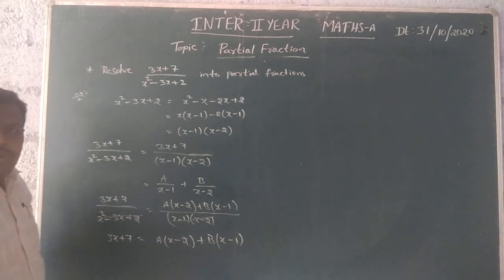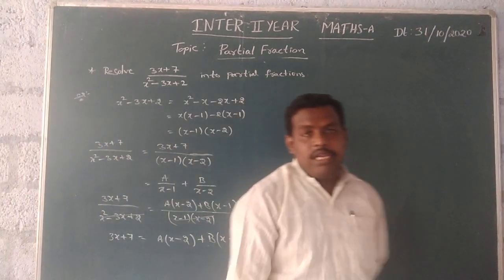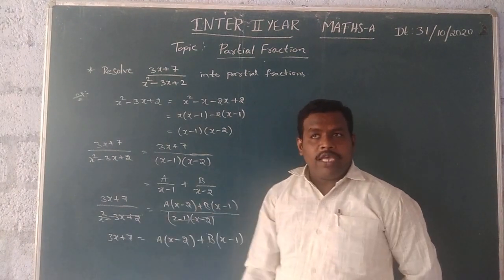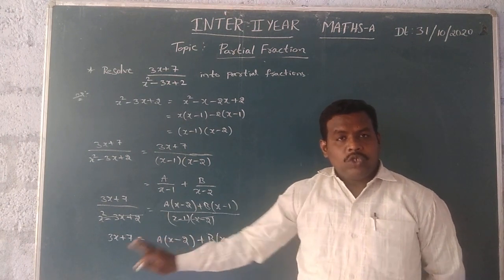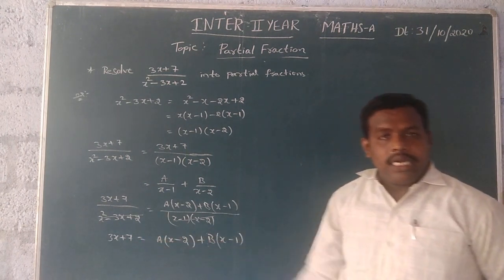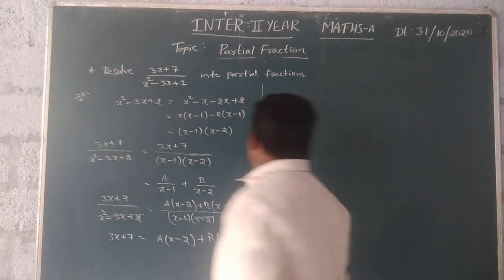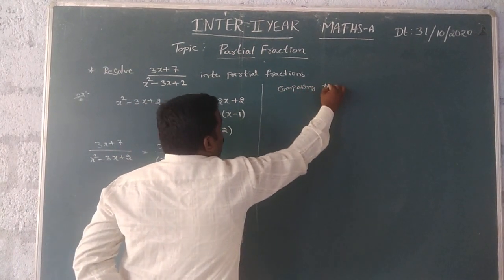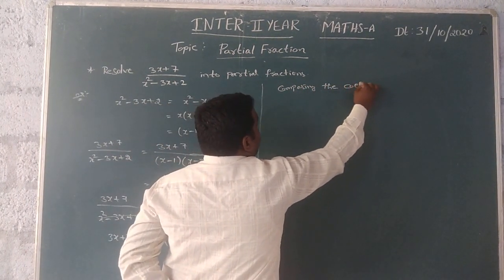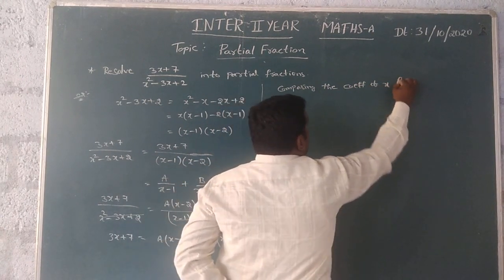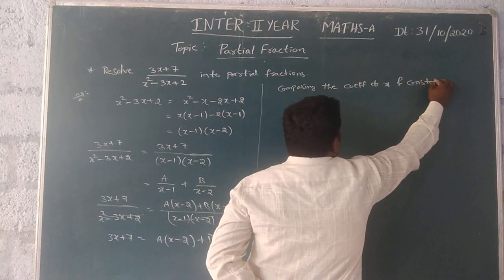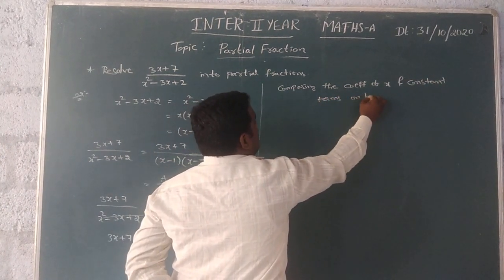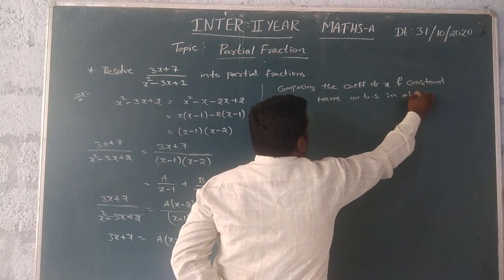In this equation, we compare the coefficients of the like terms. What are the like terms? In the total equation, what is the highest power of x? 1. So comparing on both sides the x coefficients and the constant terms. Comparing the coefficients of x and constant terms on both sides in the above equation.